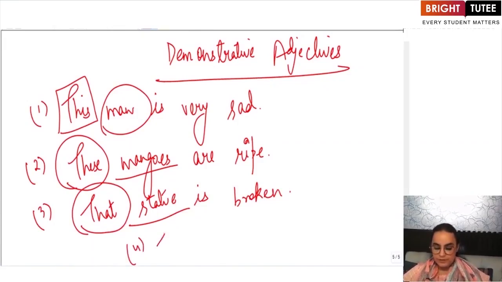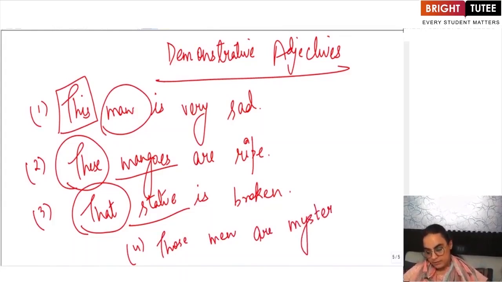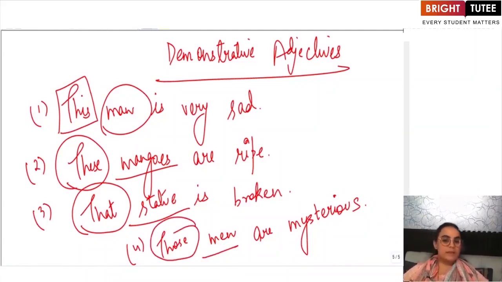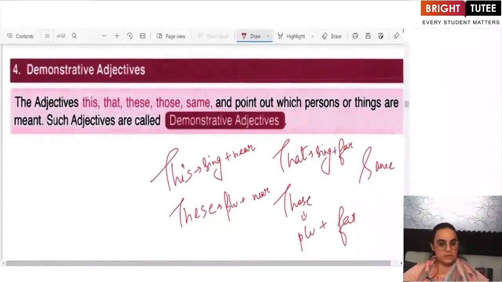If I give you another example, those men are mysterious. What is my noun in the sentence? Men. And those is describing the noun, telling us something about the noun. Therefore, it is a demonstrative adjective. So, demonstrative adjectives, my dear students, are those adjectives which are used before a noun to point out at something.